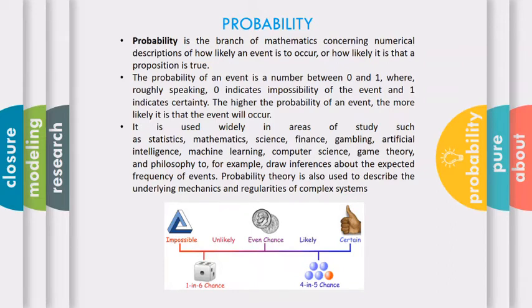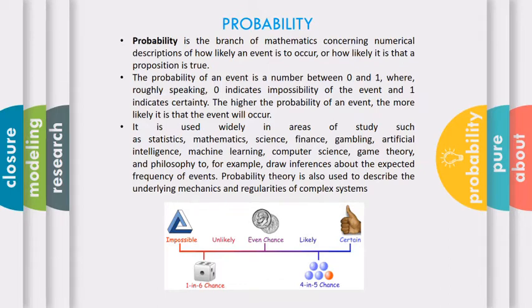If something is very much sure, its probability is 1. If something is not at all possible, the probability is 0. The higher the probability of the event, the more likely it is that the event will occur. It is used widely in areas of study such as statistics, mathematics, science, finance, gambling, artificial intelligence, machine learning, computer science, game theory, and philosophy to, for example, draw inferences about the expected frequency of events.